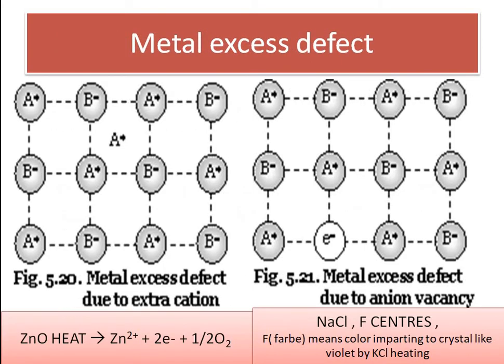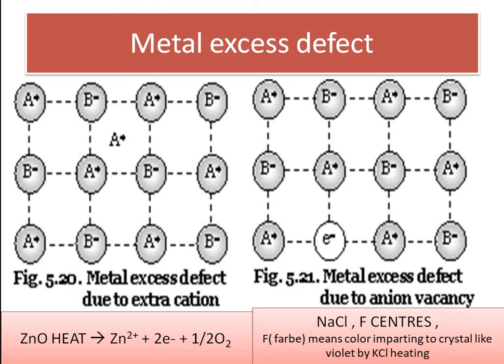These are the two cases. F-center case was one: sodium chloride we have taken as the example. Cl− is missing, and what takes the place of Cl−? An electron. So anionic vacant sites occupied by electrons are called F-centers. This is metal excess defect due to anionic vacancy. Second is metal excess defect: as I told you, if you are heating zinc oxide, you will get Zn2+ and 2 electrons. These 2 electrons are moving here and there, so it will conduct electricity. And moreover, now Zn2+ is extra.